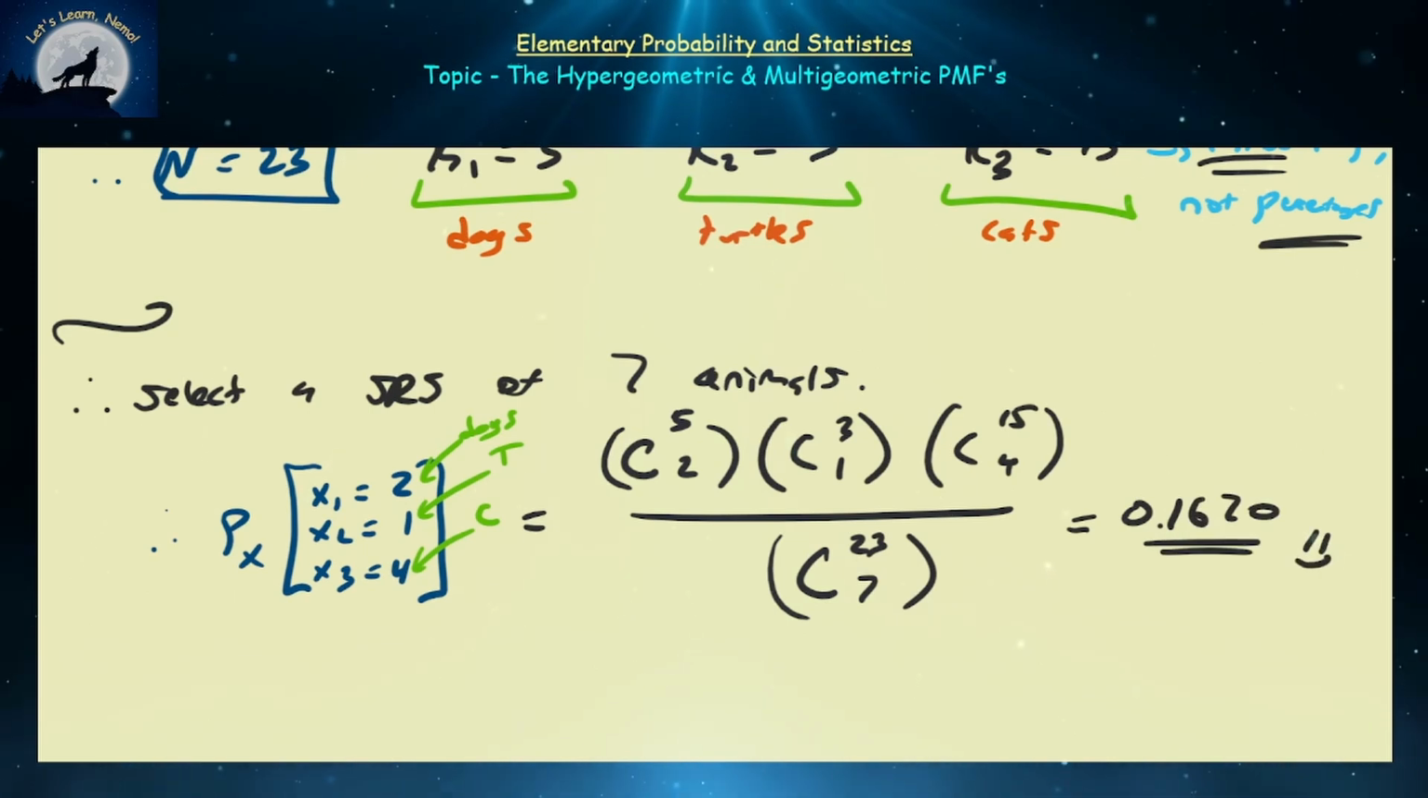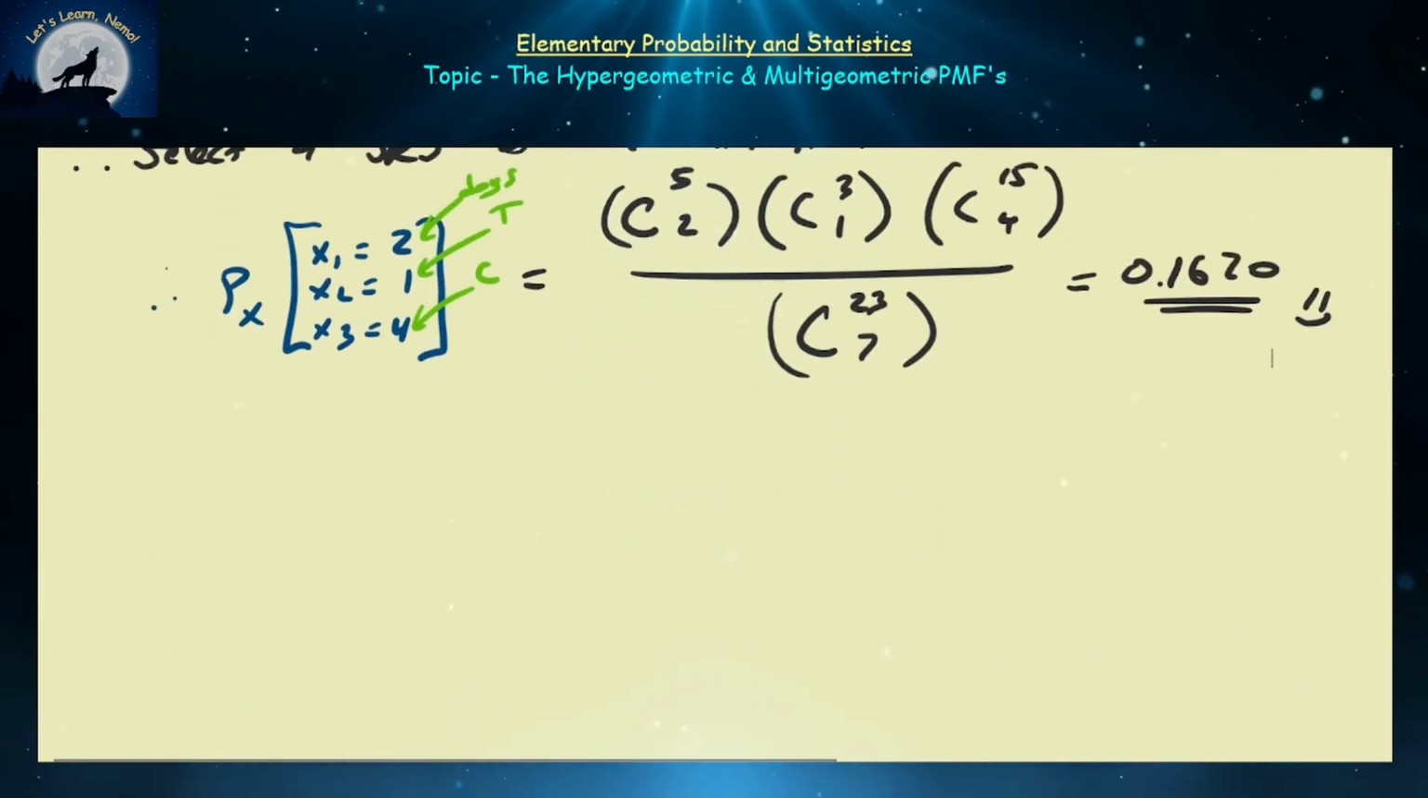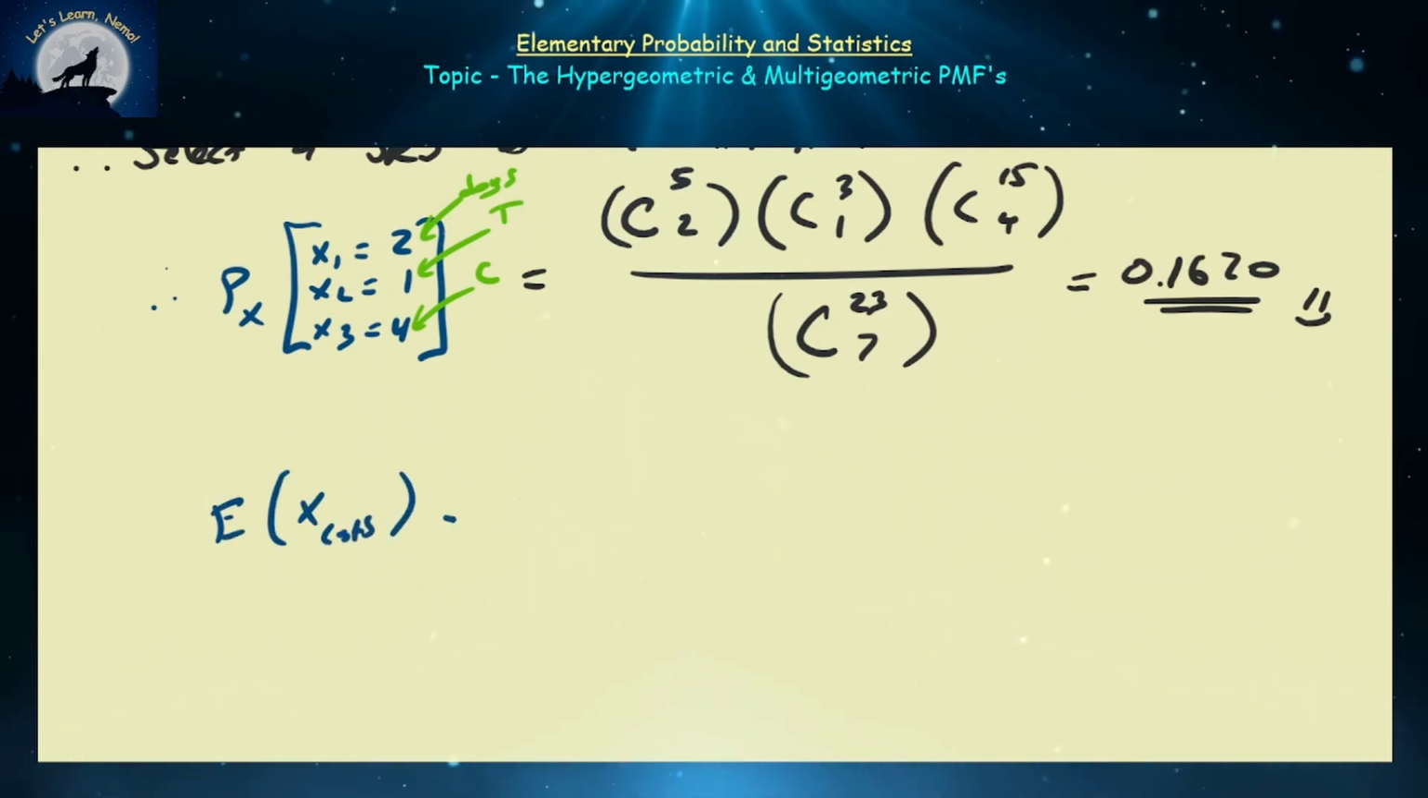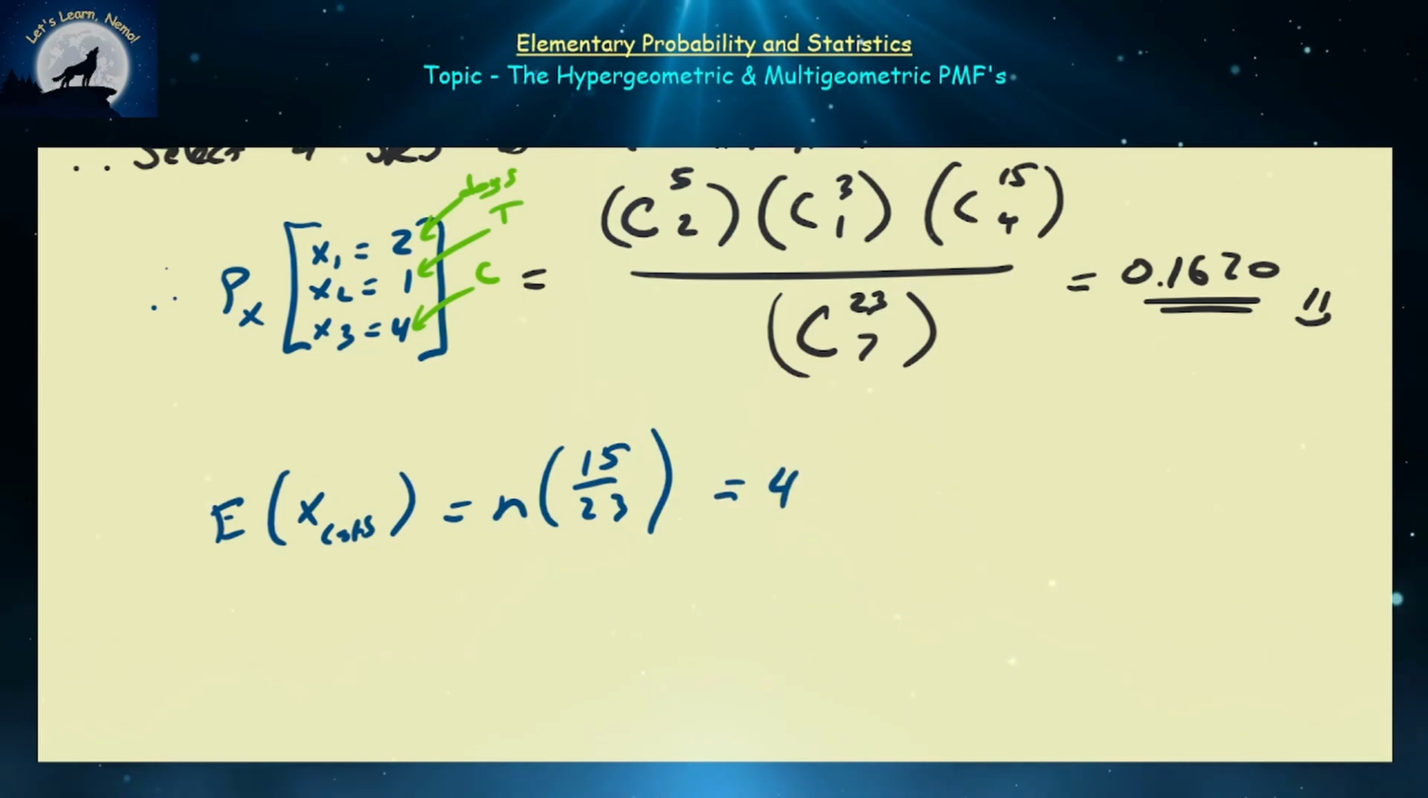So there's a 17% chance that when you select a random sample of 7 animals, you're going to have this particular structure. And the expected number of cats is going to be equal to n times 15 divided by 23, which is approximately equal to 4.57. So you expect anywhere from 4 to 5 cats within your sample. So that is a probability mass function perspective of hypergeometric and multigeometric random variables.